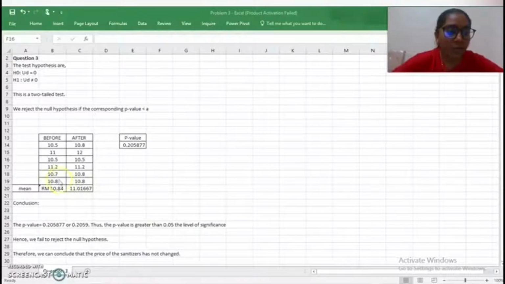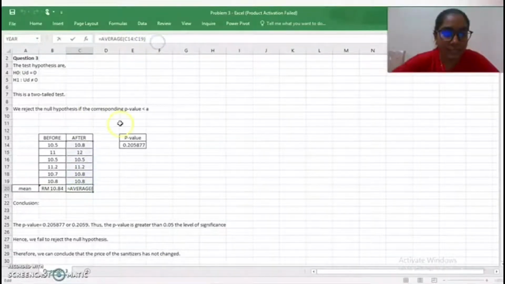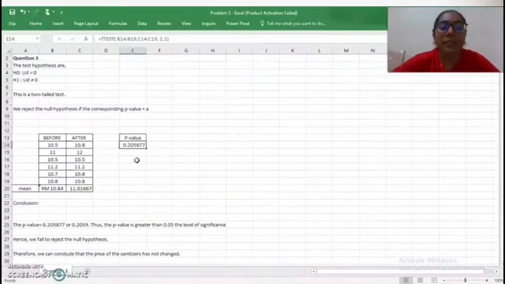So now we have two columns here, which are before and after. We will find the mean. To find the mean, we will use the average formula, as you can see here, and the same goes for the second one. So you will get the amount, and then we're going to find the p-value, the main thing for this question 3.